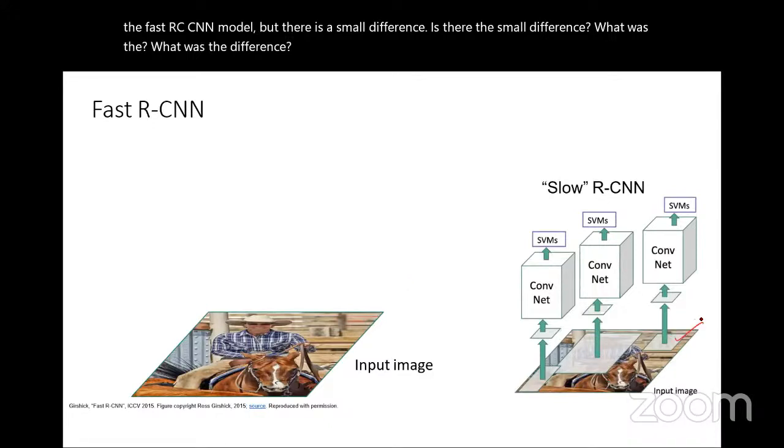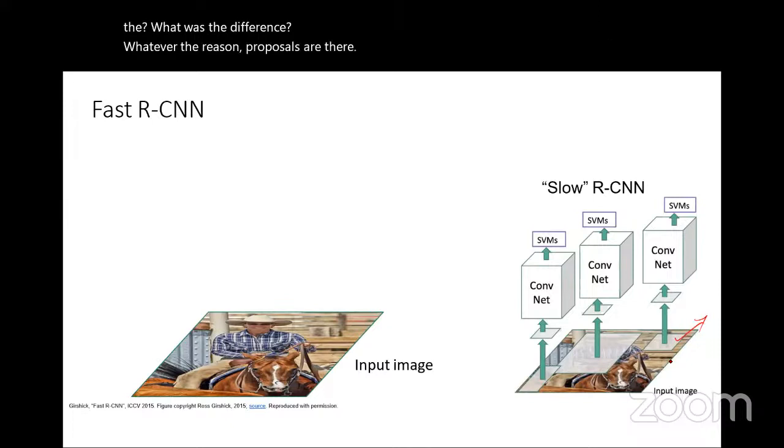Whatever region proposals we had done immediately on the input image, that means whatever the input is, we passed it to the selective search. It gave the 2000 regions. From those, we ran the CNN algorithm.